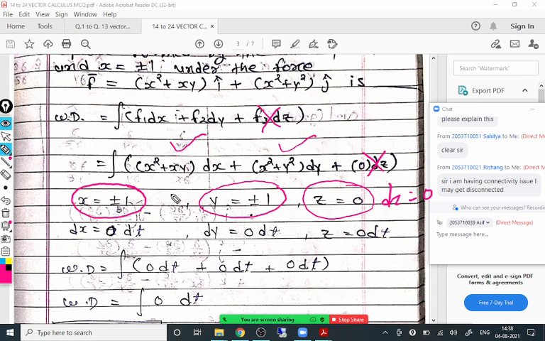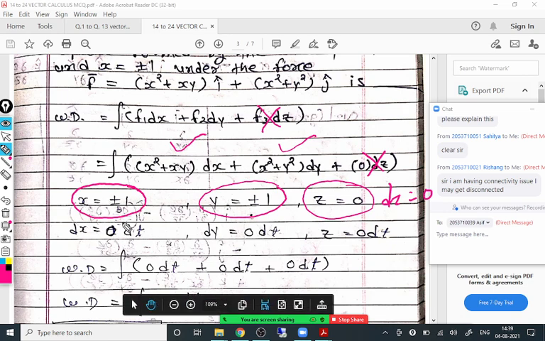He completed this work done on path 1, path 2, path 3, and path 4. See, x is 1, y is 1. Good. If x is plus or minus 1, dx is 0. And if y is plus or minus 1, dy is also 0. So dx, dy, dz are all 0. So, work done is 0. That's correct. Okay, so simple.